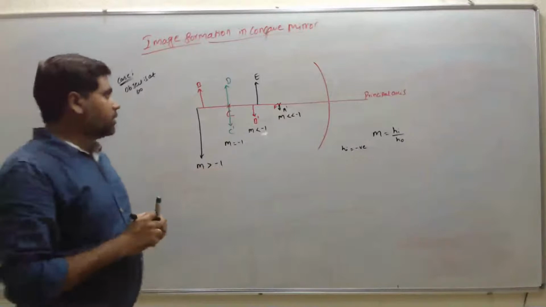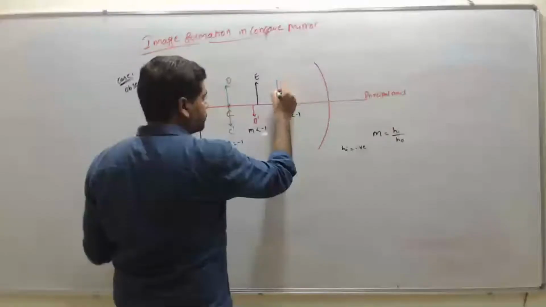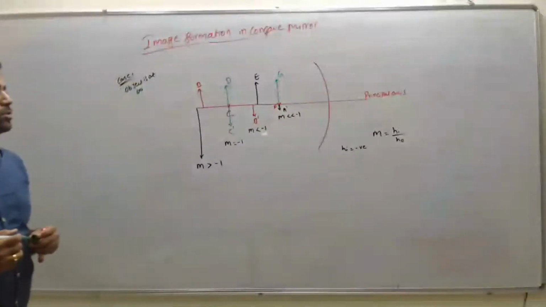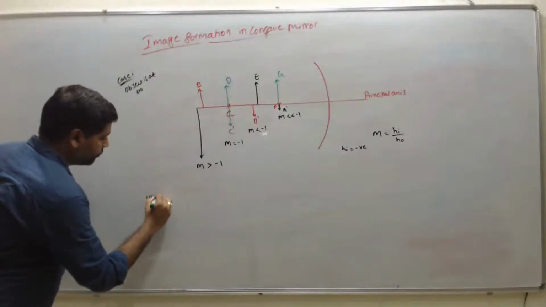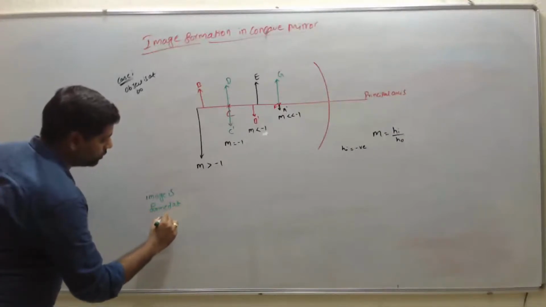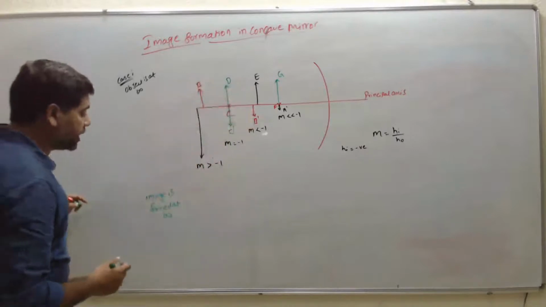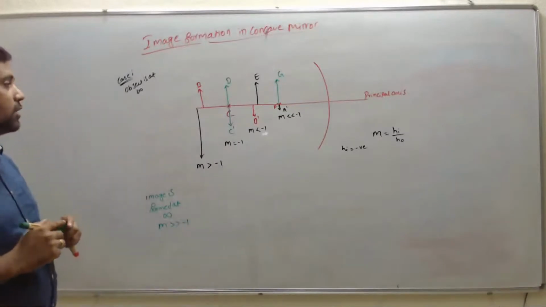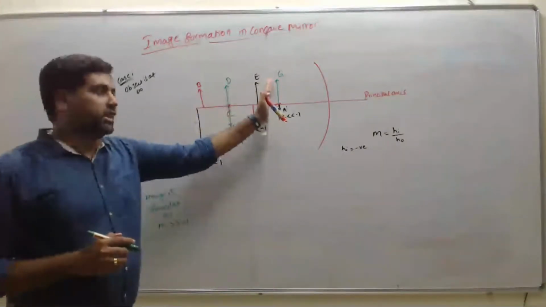So in the next case, if I place the object at F, here I am going to take G. If we place the object at G, then the image is formed at infinity. That is, the magnification M is very much greater than minus 1, because the size of the image is very much greater than the size of the object, right?